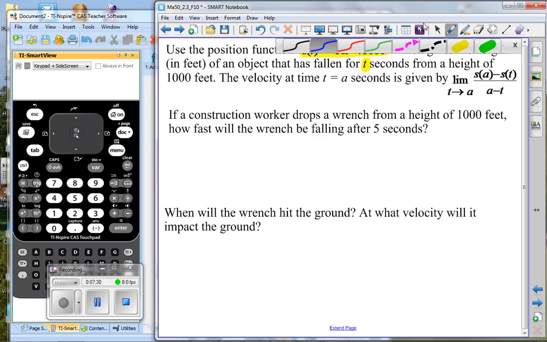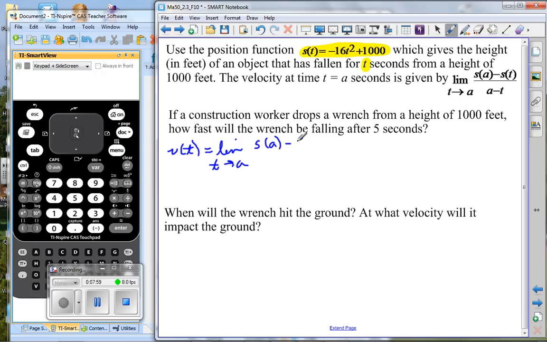Okay, so using that formula, if a construction worker drops a wrench from a height of 1,000 feet, how fast will the wrench be falling? Remember, this is going to give us the velocity. So this formula is giving us the velocity. So the velocity in terms of t is given by the limit as t approaches a of S of a minus S of t divided by a minus t.